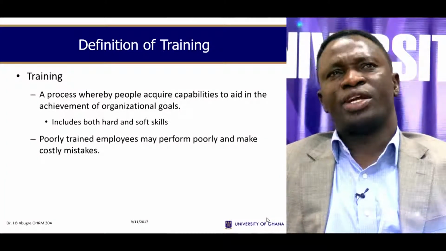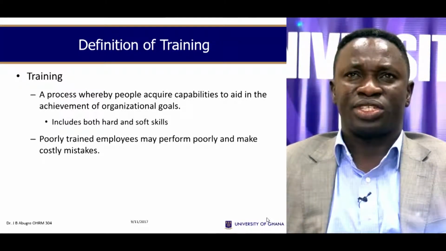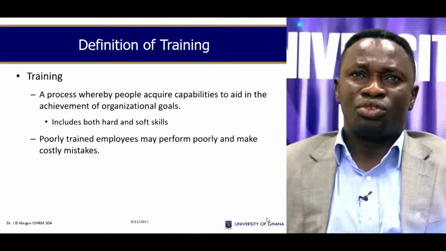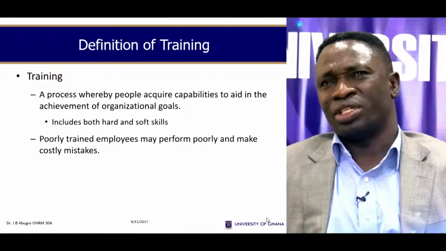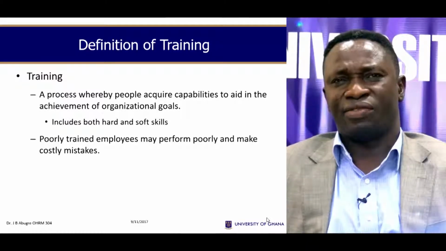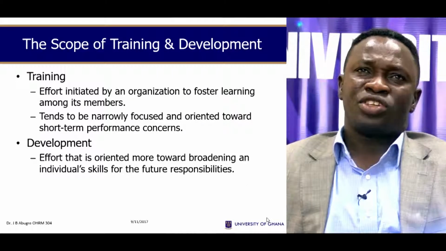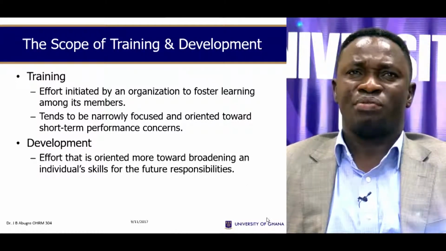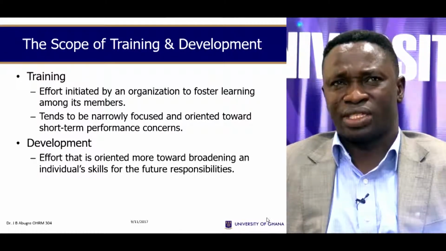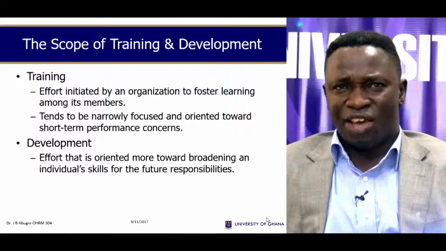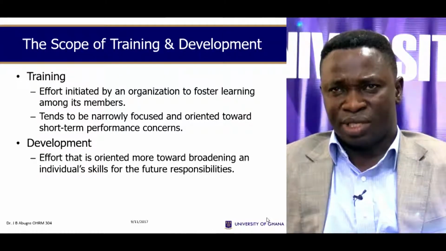So training. What is training? It is a process whereby people acquire capabilities to aid in the achievement of organizational goals. It includes both hard and soft skills. So poorly trained employees may perform poorly and make costly mistakes, which can affect the organization negatively. Training is the effort initiated by an organization to foster learning among its members. It tends to be narrowly focused and oriented towards short-term performance concerns, while development is the effort that is oriented more towards broadening an individual's skills for future responsibilities.